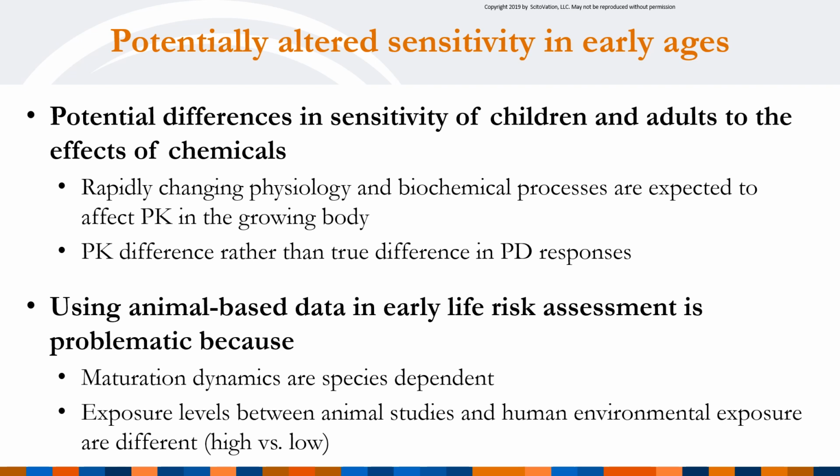So there's potentially altered sensitivity in early ages. We know that due to rapid changes, there are differences in sensitivity of children and adults to the effects of chemicals. But we know that using animal data is also problematic because maturation dynamics are species dependent, and also exposure levels between animal studies and human environmental exposure are different.